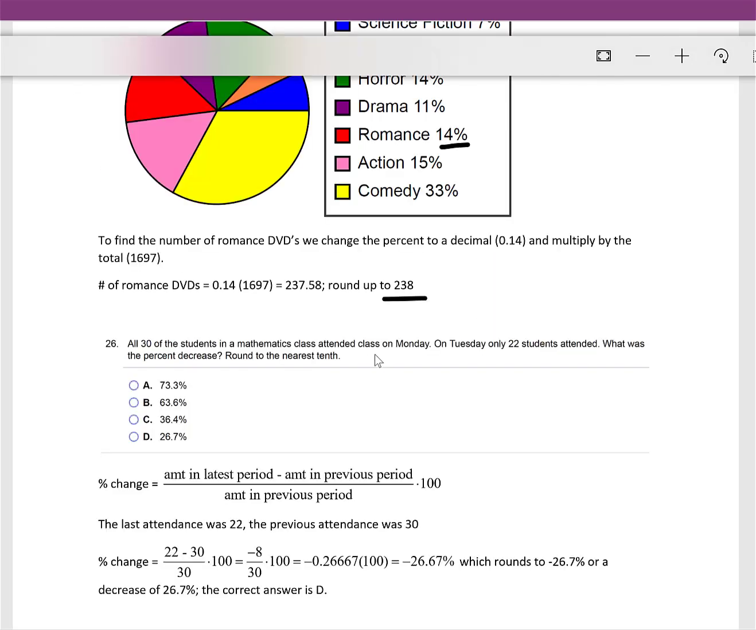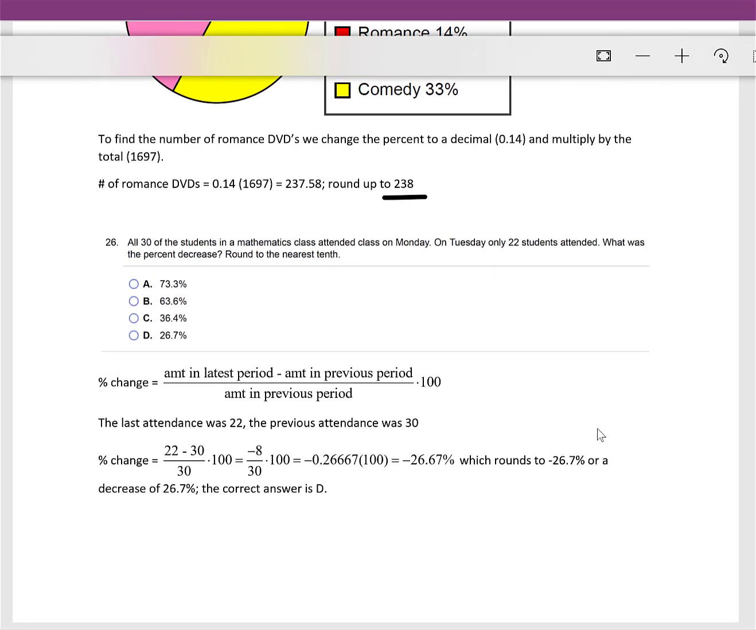Okay, so we're going to stay over here for the next one, 26. Of 30 students in a math class, all attended class Monday. On Tuesday, only 22 students attended. What was the percent decrease? Okay, percent change is the amount in the latest period minus the amount in the previous period, divided by the amount in the previous period, times 100. So we're going to take 22 minus 30, divide by 30, multiply that by 100. So negative 8 over 30 times 100. And we get a change of negative 26.67, which rounds to negative 26.7, or a decrease of 26.7%.